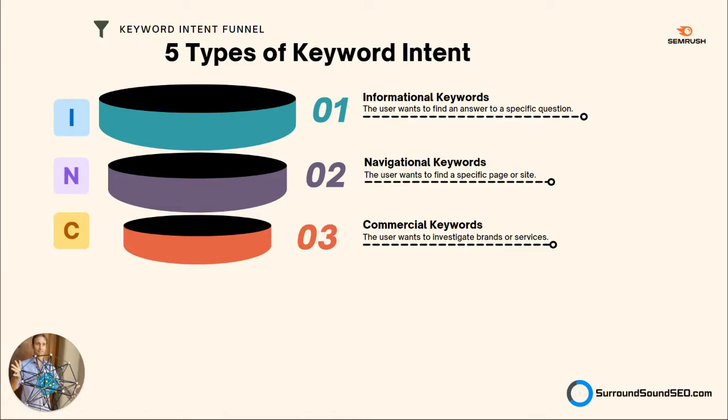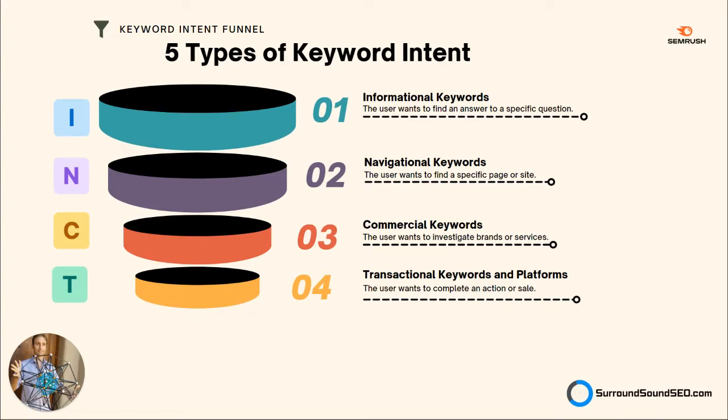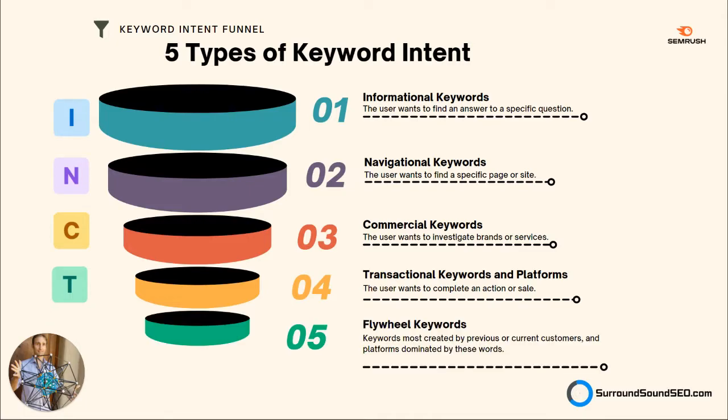There's also commercial keywords. The user wants to investigate brands or services. We'll get into more of what that is, but we consider commercial keywords that are important to be things like best. They're very much part of the consideration stage that you want to dominate. Transactional keywords and platforms: the user wants to complete an action or a sale. This comes up with the T icon next to it inside the SEMrush keyword tool. And then of course our flywheel keywords: if it contains the word review or reviews, then it should be flagged as flywheel, which is basically a type of transactional keyword in SEMrush.